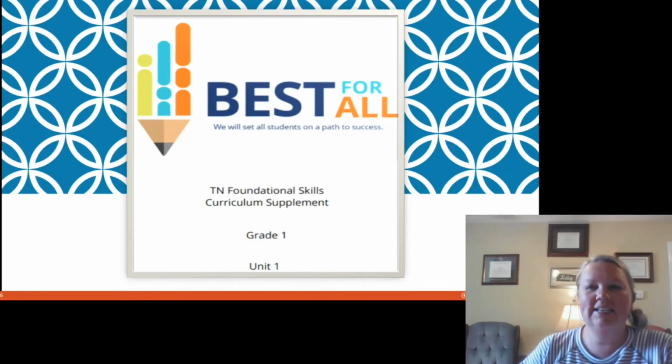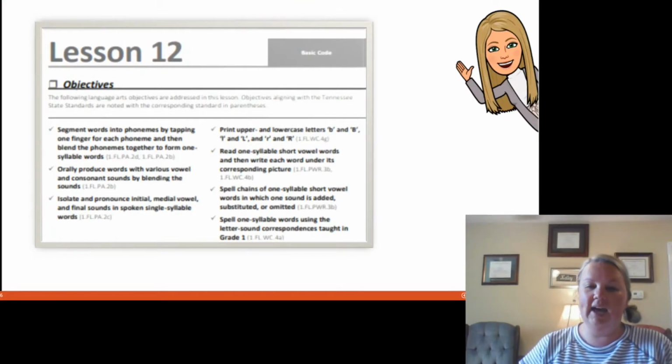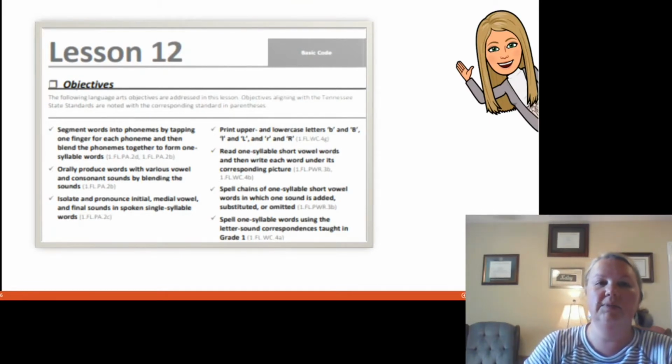As always, we are using Tennessee Foundational Skills Curriculum Supplement Grade 1, Unit 1, and we're actually on our lesson 7, which in the curriculum supplement is lesson 12 because we skipped a section that was just based on assessment and placement. So if you look at Tennessee Foundational Skills Curriculum Supplement, you will see that we are on lesson 12.